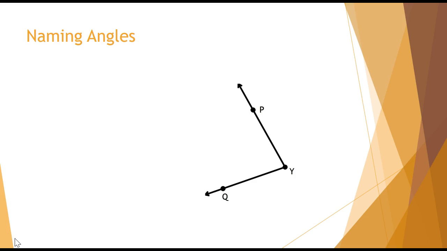Let's focus now on naming the angles. Something that will always work for angles is to write the name of the angle with the angle symbol, a side point, the vertex, and then another side point. So our angle symbol is just a little picture of an angle. One of our side points is Q. Our vertex is Y. And another side point is P.